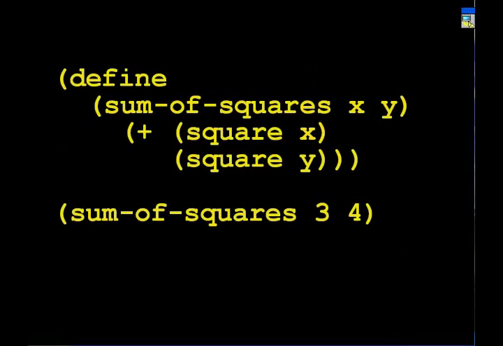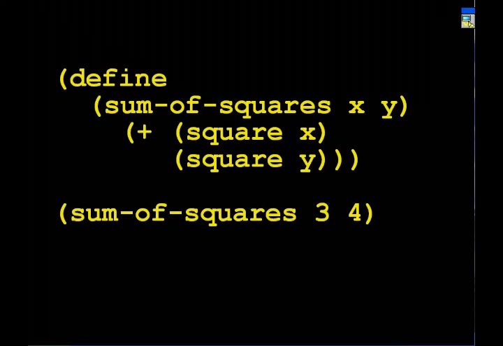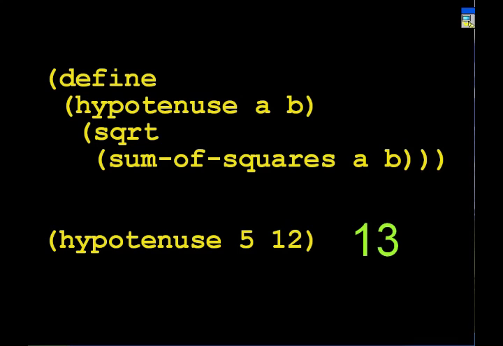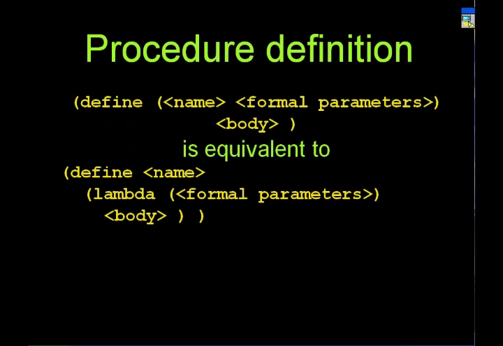Now the thing is this, you can do the following. You can say that the sum of squares x, y is the sum of square x and square y. So when you do sum of squares 3, 4, you get 25. The math is quite good. Next I can define hypotenuse a, b to be the square root of the sum of squares a, b. So the hypotenuse of 5, 12 is 13. This is your famous triangle, right?